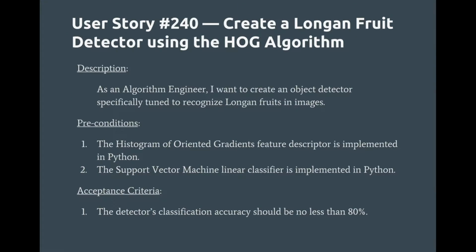User story 240. Create a Longan fruit detector using the HOG algorithm. Given that the HOG feature descriptor and the support vector machine linear classifier are both implemented in Python, as an algorithm engineer, I want to create an object detector specifically tuned to recognize Longan fruits in images. The detector's classification accuracy should be no less than 80%.